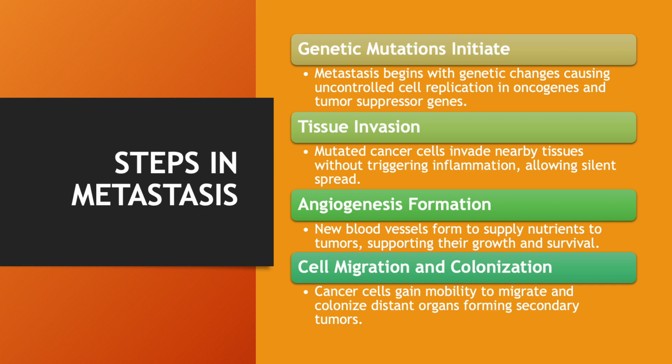Once cancer cells multiply, they don't stay put. Mutated cells invade nearby tissues silently without triggering inflammation. This stealthy spread makes early detection difficult. Tumors need resources to grow, and they find a way. Cancer cells stimulate the formation of new blood vessels, called angiogenesis. These vessels deliver oxygen and nutrients, helping tumors thrive.